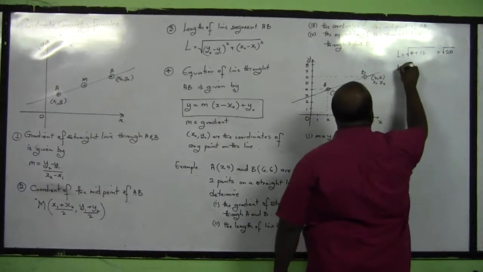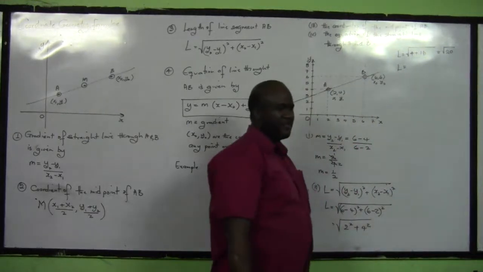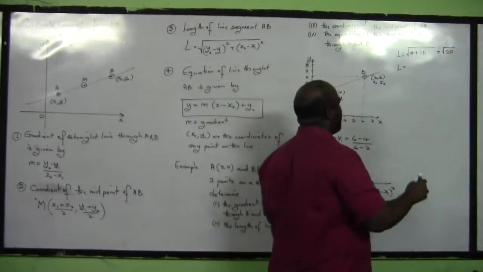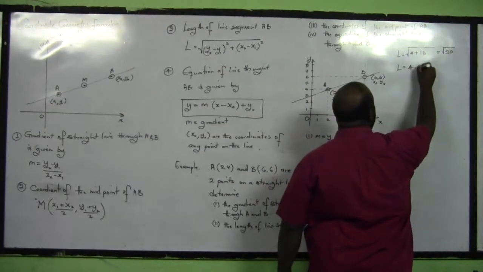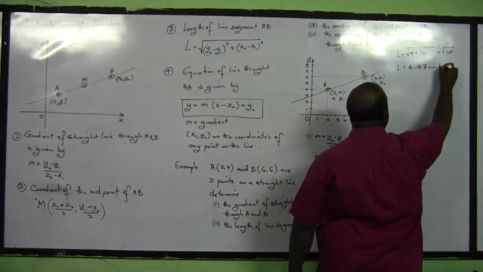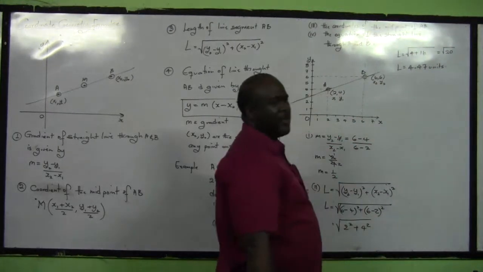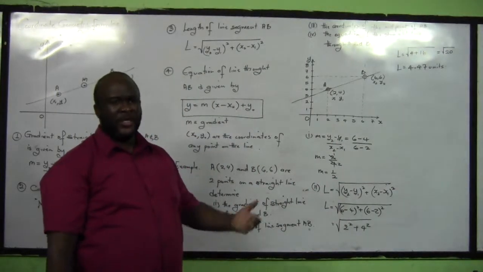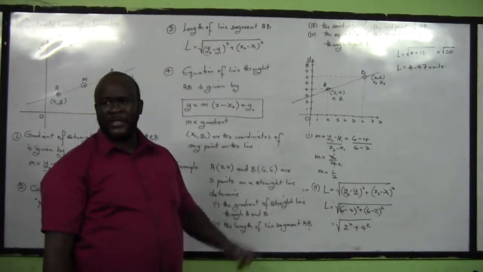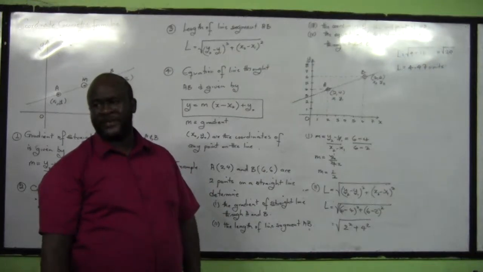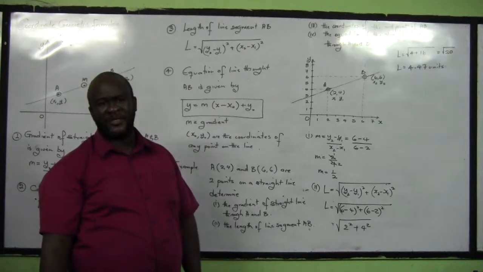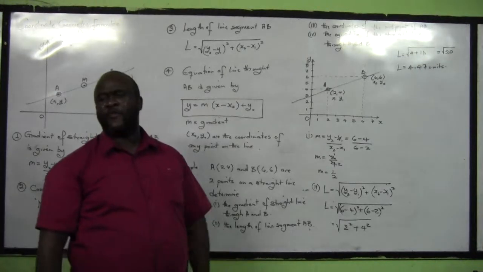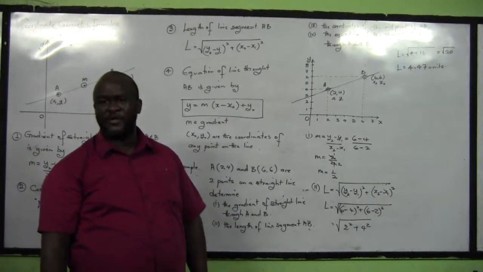Use a calculator. What is the square root of 20? 4.47. So the length of the line from A to B is 4.47 units. If you drew this on a standard graph paper, the length of that line would be 4.5 centimeters long.